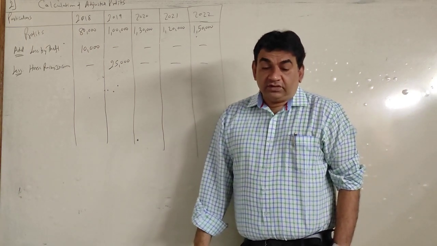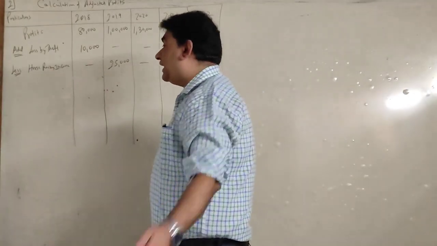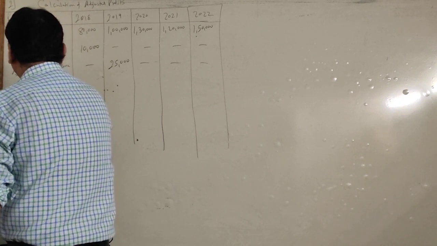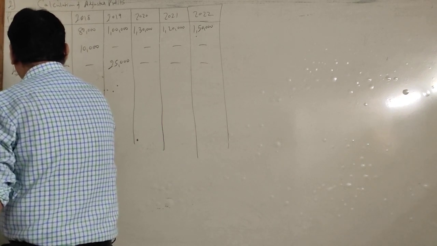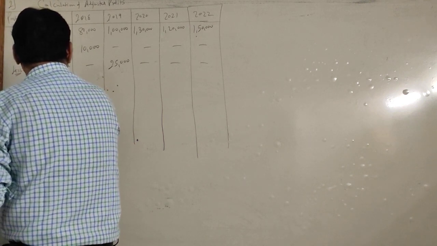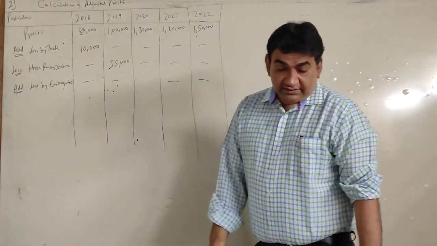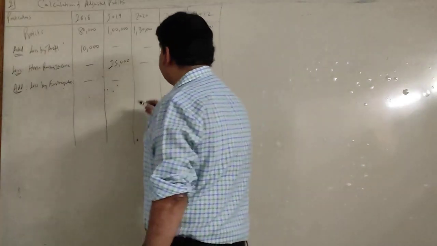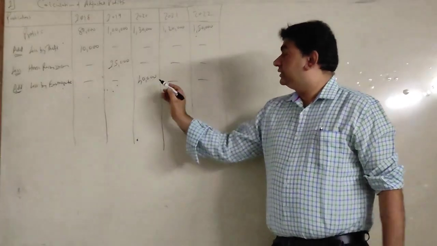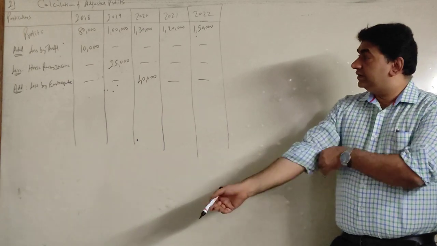Third, loss by earthquake 40,000 in 2020. Earthquake, again like the previous, is a natural calamity similar to a tsunami. So that is a loss which will not occur again and again. So add loss by earthquake, that is 40,000, in the year 2020. 40,000 in the year 2020.